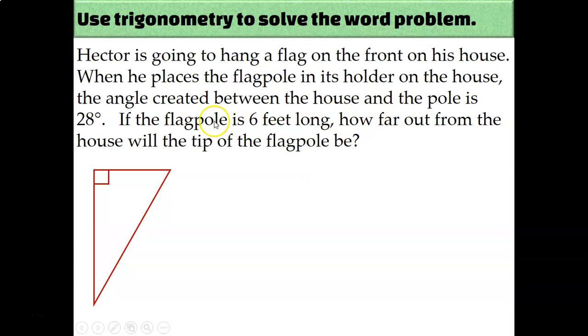It says that the degree of the angle created between the house and the pole is 28 degrees, and it says that the flagpole is 6 feet long. And what we're going to find out is how far is the tip of the flagpole from the house. So how long is this measurement right here? In relationship to the 28-degree angle, x is opposite, and 6 is the hypotenuse. So I'm going to use sine to calculate x. Sine of 28 degrees is equal to opposite over hypotenuse.